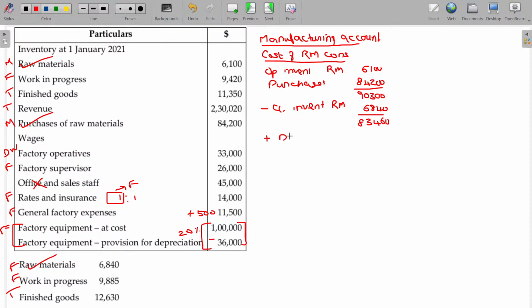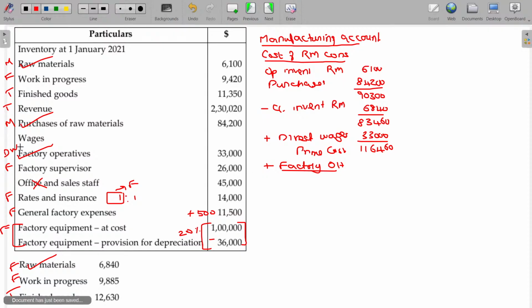You have to add direct wages with this. Direct wages. So here factory operatives will be the direct wages, 33,000. After adding, 1,16,460 is called prime cost, and add factory related overheads. Factory overhead in short. Under that, wherever I use the F, that will come here. Factory supervisor wages. Wages for factory supervisor 26,000.